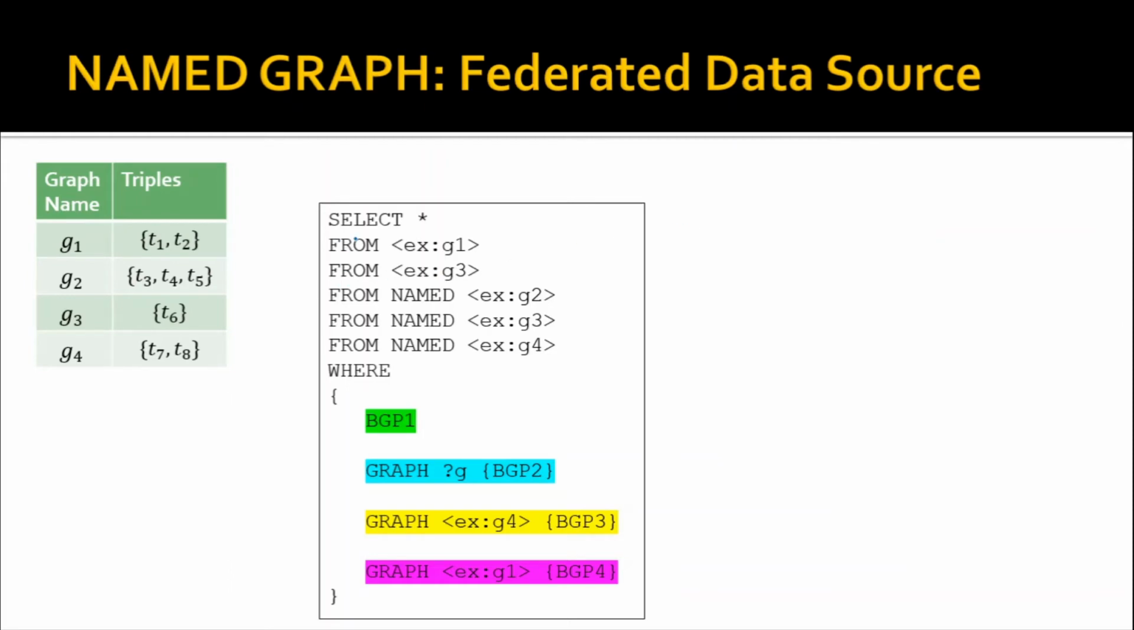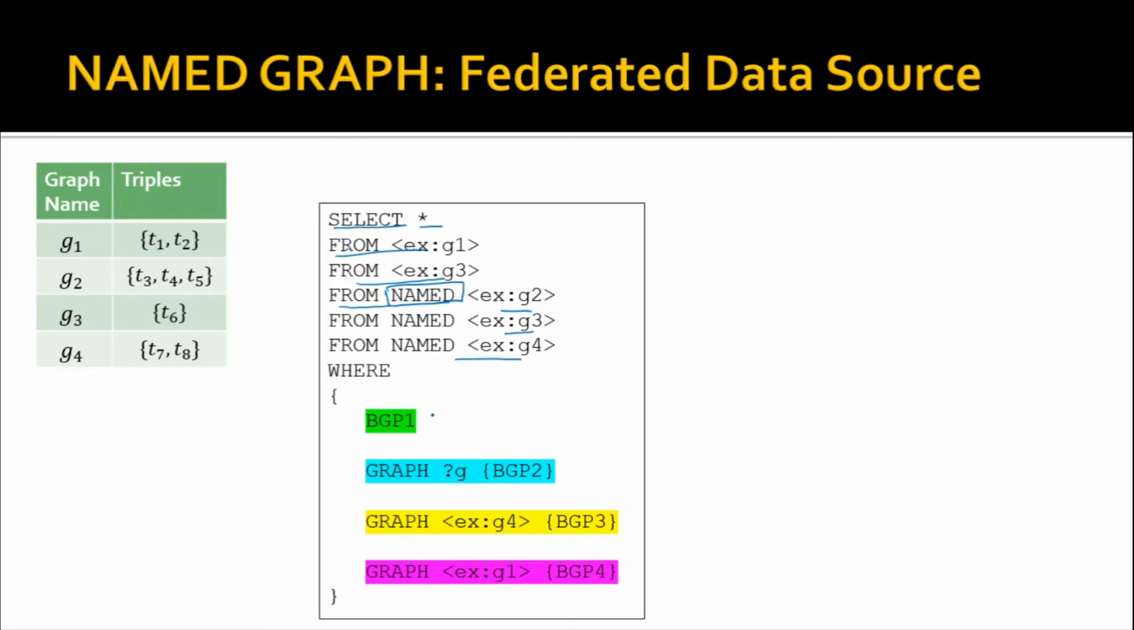So let us look at a query like this. We are selecting something. If you say star, it will output every variable that appears in your where clause. Now, following select, we have from G1, from G3, and then this is followed by something else, like from named. This is a special keyword we are attaching on top of from. Then you say from named graph G2, from named graph G3, and finally named graph G4.